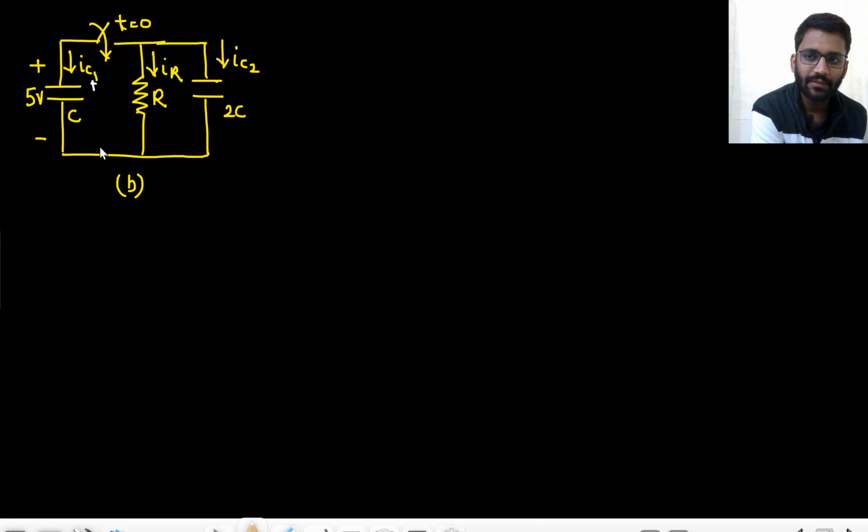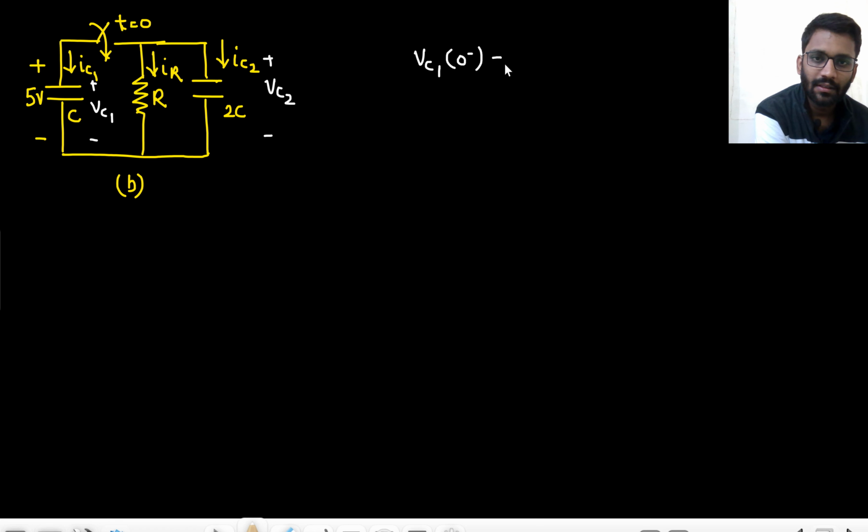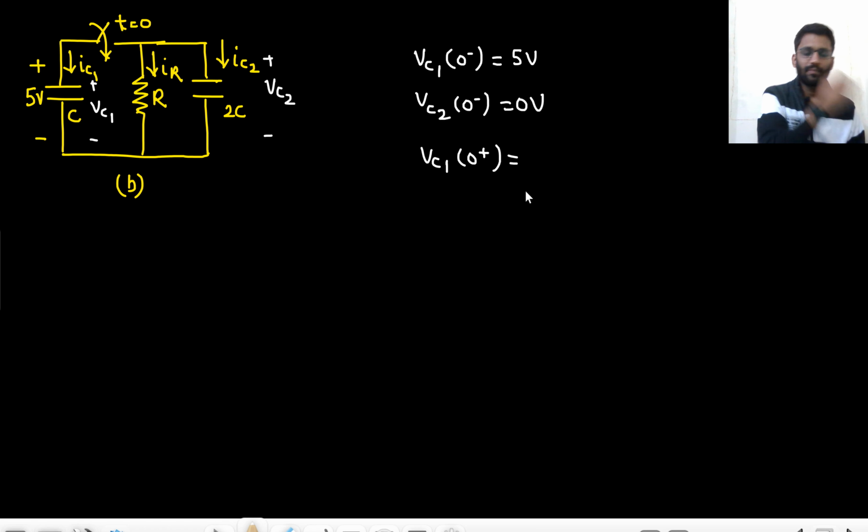Let's call this one VC1 and this one VC2. So tell me, what is my VC1 at 0 minus? That is 5 volt. What is my VC2 at 0 minus? That is 0 volt. What will be my VC1 at t equals 0 plus? If you don't remember it, you have to go and read the notes. Here I am having 5 volt, here I am having 0 volt. The complete circuit will be shorted, infinite current will flow, and the capacitor voltage will change all of a sudden. So what will be the value of the capacitor voltages?